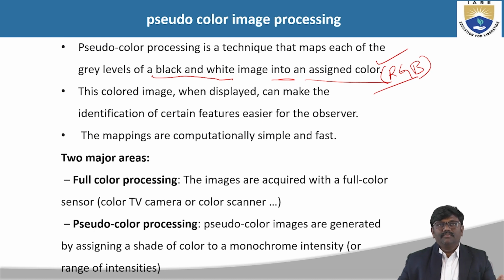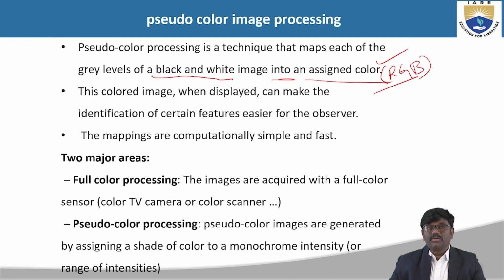In full color processing, images are acquired with a full color sensor, such as a color TV camera, a color scanner, or a digital camera. The sensor is nothing but a camera, a TV camera, a scanner, or a digital camera, so you proceed with a color sensor. The first one is full color processing, whereas the second one is pseudo color processing.